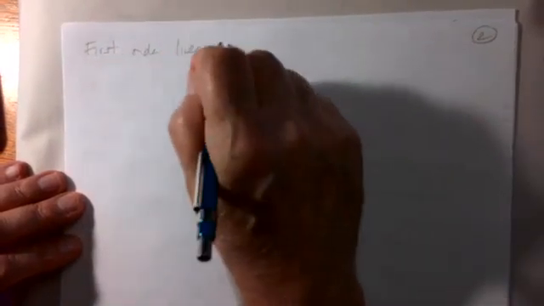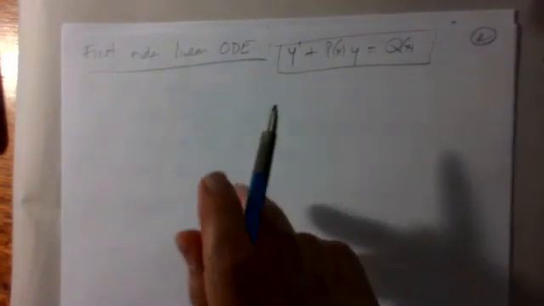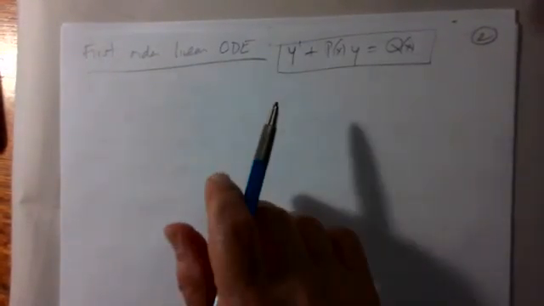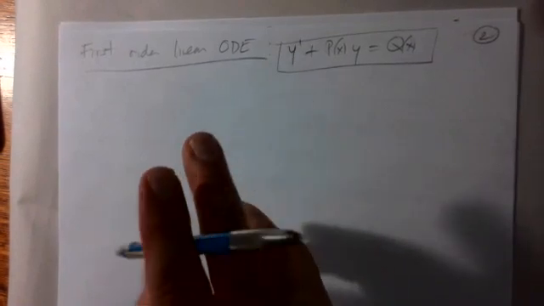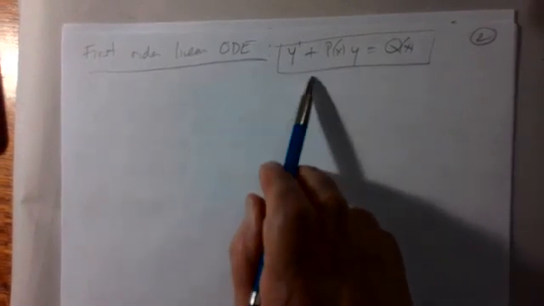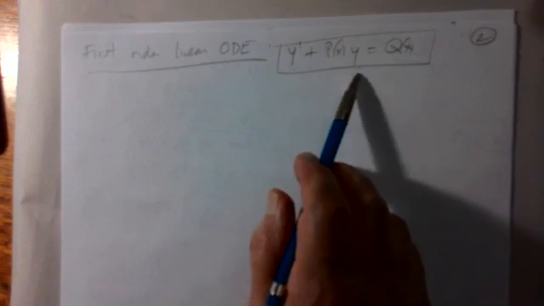Now, let's look at more generally first order linear ordinary differential equations. So a first order linear differential equation has the following form: y' + p(x) y = q(x), where p and q are functions of x. This is a first order linear ordinary differential equation. Can we solve it? And if you have a given initial condition, can you solve the ordinary differential equation with the initial condition? And is the solution unique?